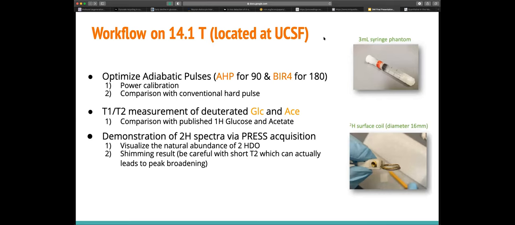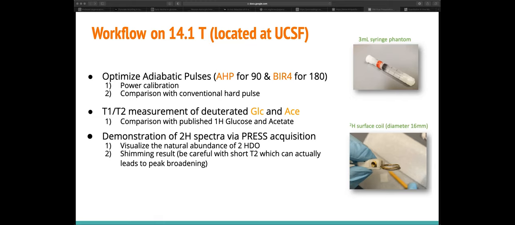Next slide. Yeah, and so given Clara's background on the utility of deuterium imaging and its potential and differences to other nuclei spectroscopy methods, we wanted to take advantage of an awesome NMR facility at UCSF that has a 14T Varian system. And we acquired two deuterated compounds, glucose, which is deuterated in the 6th position, and acetate, which is deuterated in the 3 position. And we wanted to do some just basic spectroscopy tests to show its utility or just why it's super cool.